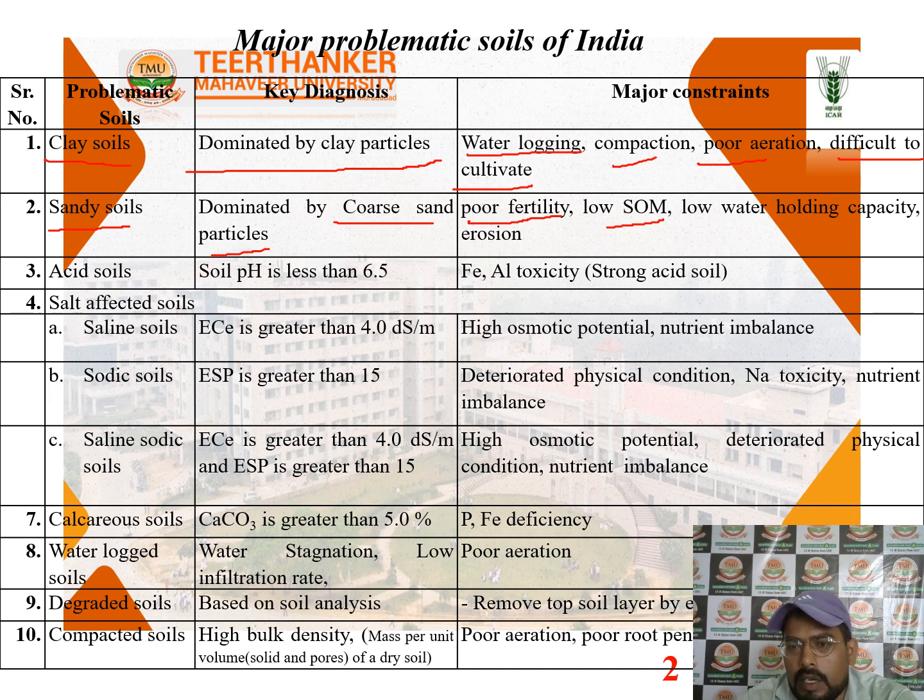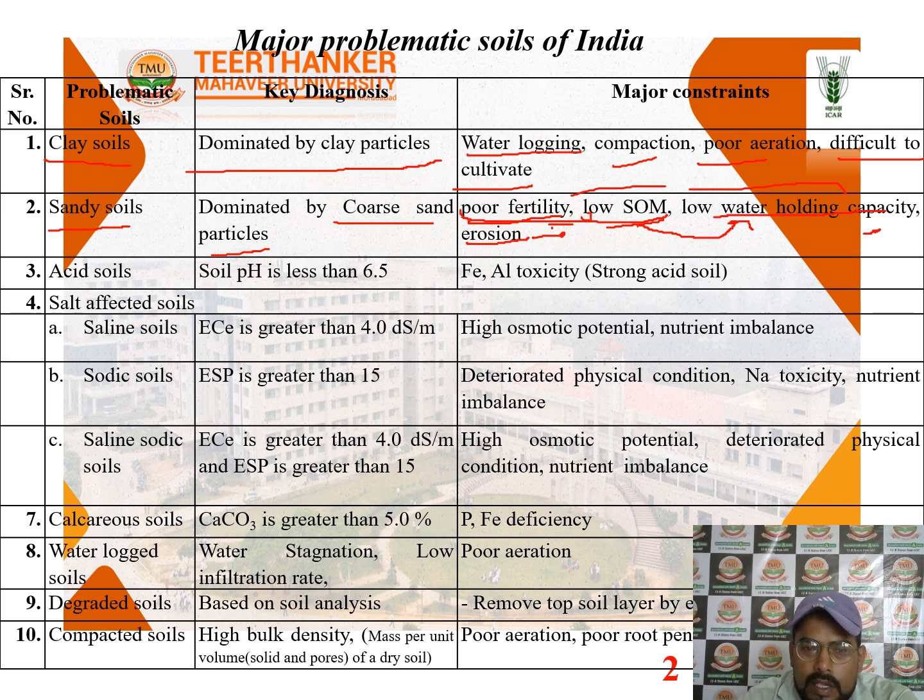Low soil organic matter is the main reason for the decrease in the water holding capacity of the soil, and when water holding capacity decreases, erosion increases more and more. So these parameters are correlated and affect one another: when the soil is more porous or sandy, it indicates poor fertility, and poor fertility indicates low organic matter in the soil. Low organic matter also decreases the water holding capacity, and when water holding capacity decreases, erosion increases.